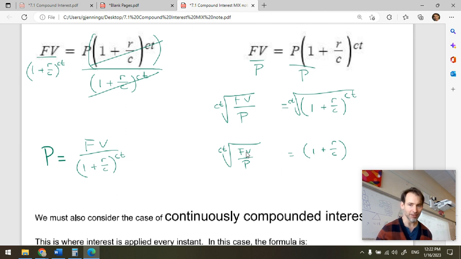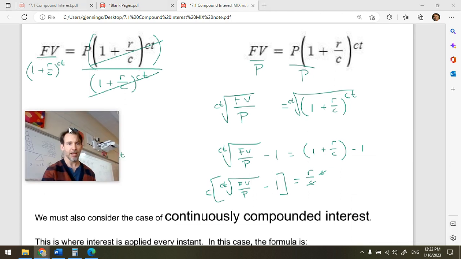And I'm done with those brackets, so I don't need them anymore. So I can actually subtract 1 from both sides now to tidy that up. It's outside that radical. And then I'm going to have just r over c there. So that's going to be r over c is equal to the ct root of the future value divided by the principal, minus 1. And then if I put this all in brackets and multiply both sides by c, those c's will cancel, and I have solved for r.